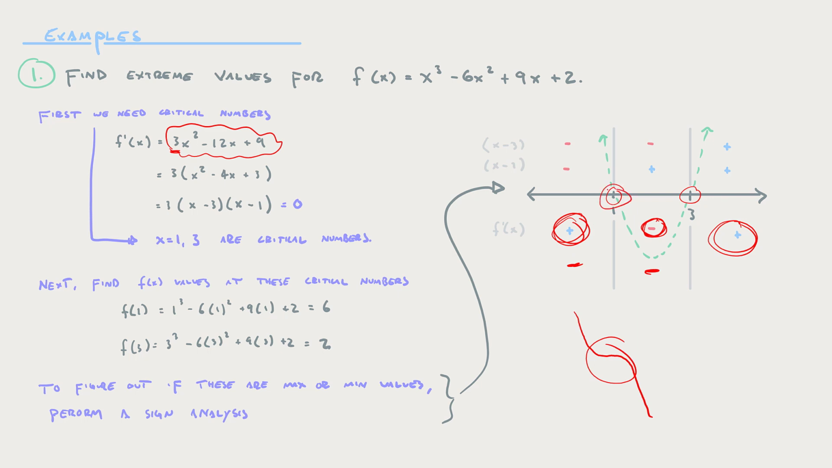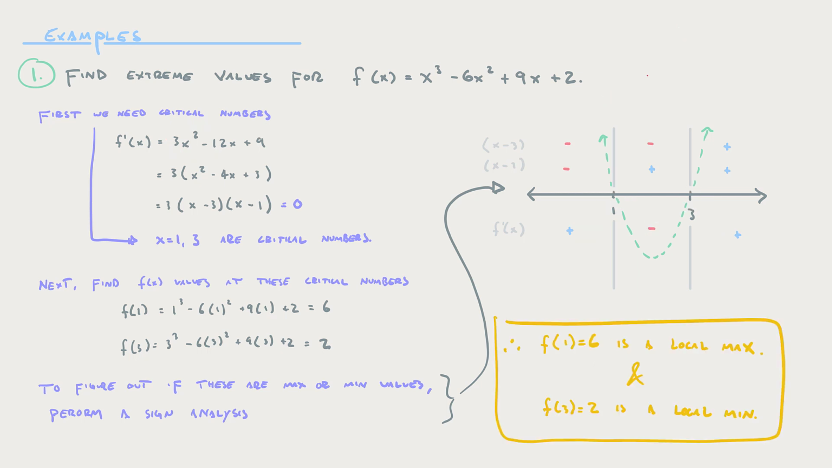1 is giving us a maximum, 3 is giving us a minimum, because we go from positive to negative here. So on the graph, something like this is happening, and then we go from negative to positive for 3, so then something like this is happening. Therefore, f of 1 equals 6 is a local maximum, because that's where we're changing from positive to negative. And f of 3 equals 2 is a local minimum, because we go from negative slope to positive slope.